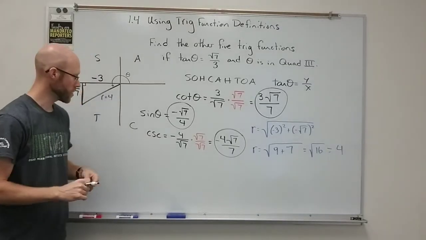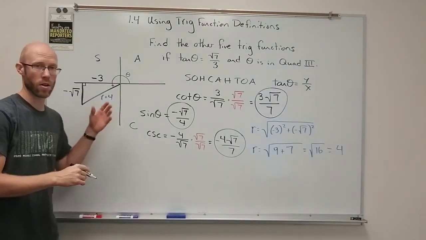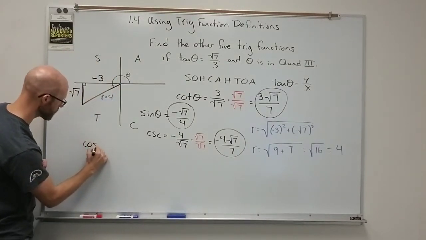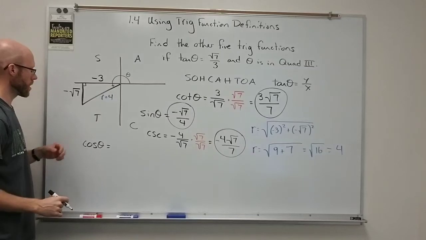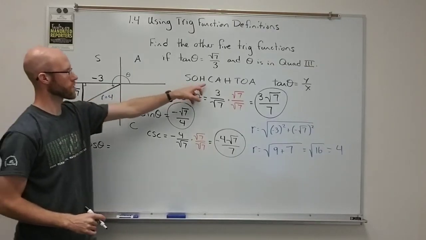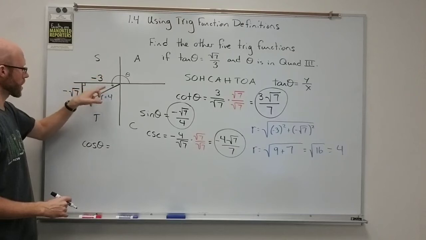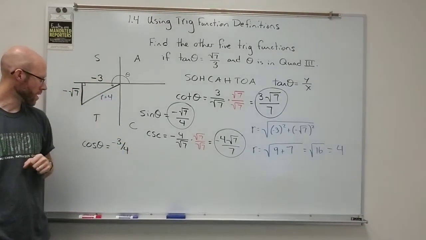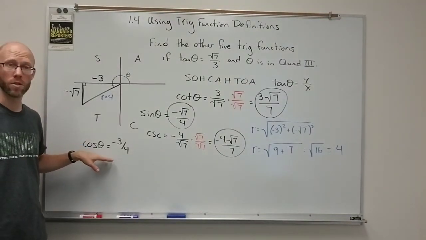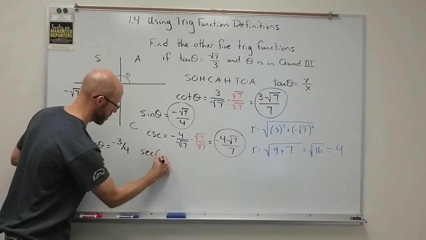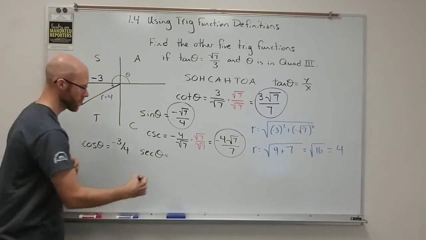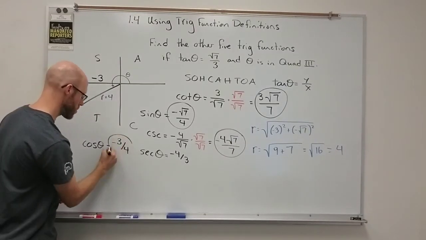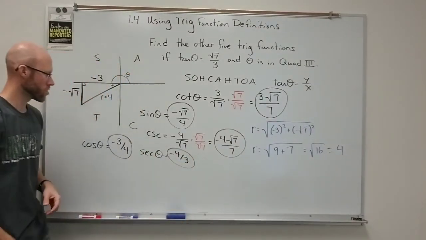We only have 2 left, and again, once we find the cosine, we can get the secant from that. So the cosine of theta is, remember, cosine is adjacent over hypotenuse, so it'd be negative 3 over 4. Okay, and that means that the secant, which is its reciprocal, is negative 4/3. Okay, that should give us the remaining 2 trig functions.